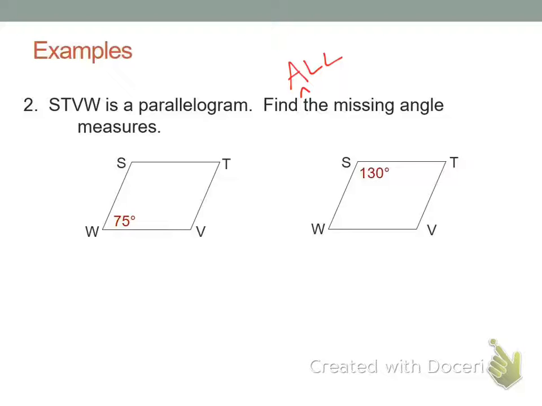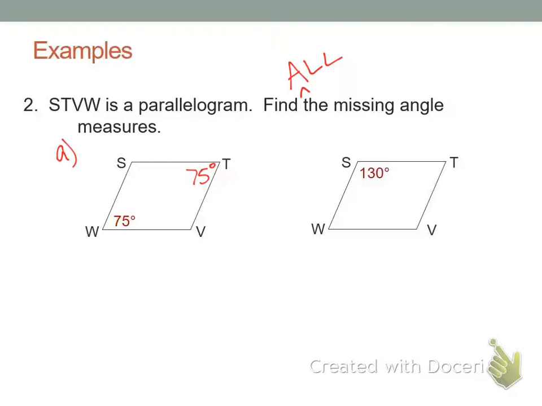All right, when you're finding missing angle measures, there will usually be one angle that's easier than the others. On 2A, which angle is easiest? T. Why? It's opposite the angle that we know, and opposite angles are congruent. So angle T is also 75 degrees.